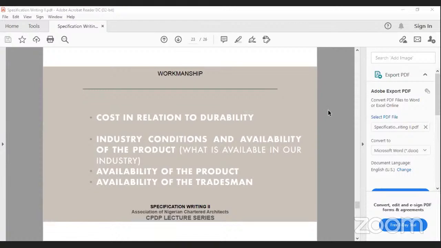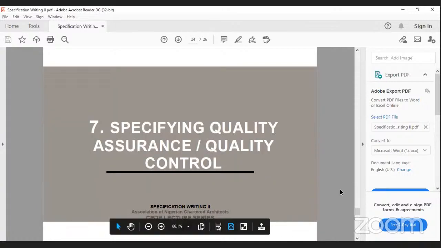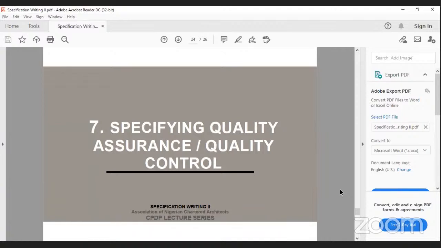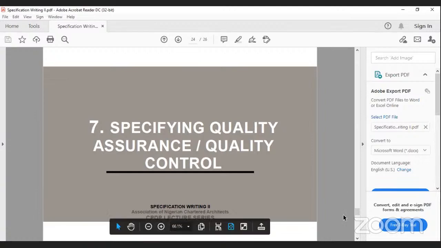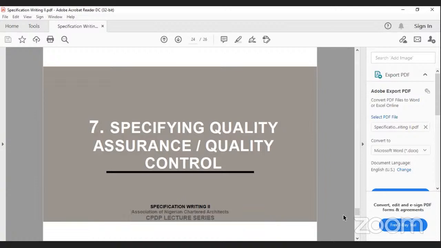So finally for today, as a specifier, you must have an idea and set up a QA/QC system, which is quality assurance and quality control. There are a few projects in Lagos, which is where I'm based, where you go into the environment and you find out that the clients used very high quality materials, but the quality assurance or the quality control in installation did not meet up with the quality assurance or quality control with the fabrication of the material itself.